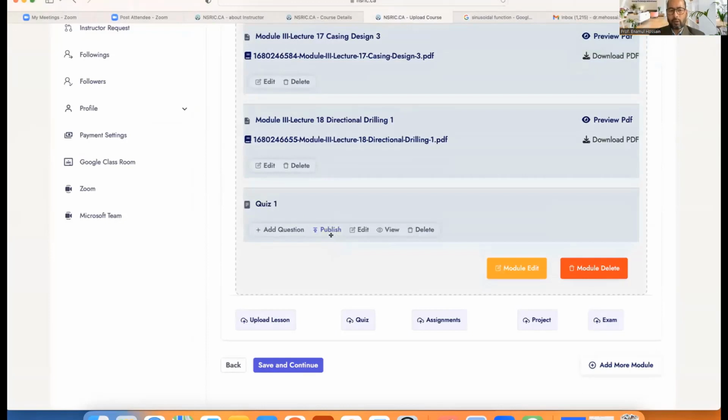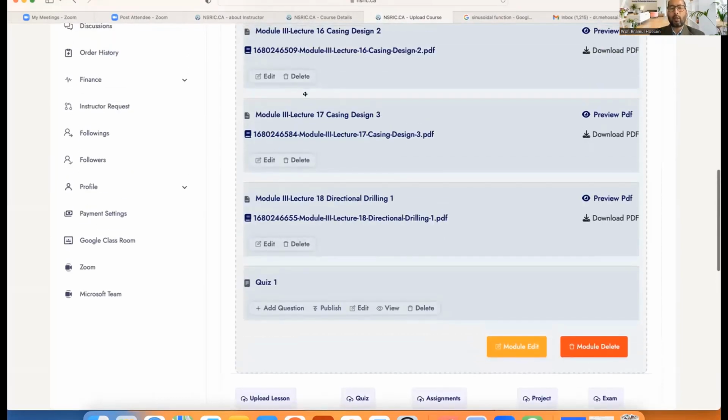Quiz 1, you publish it. If you do not publish it, students will not be able to see it, even if they purchase the course. So this is very important for you as an instructor to keep in mind. Specifically, quiz, you publish. Exam, you publish. Project and assignment, you don't need to publish. Course material, you don't need to publish because these are automatic.